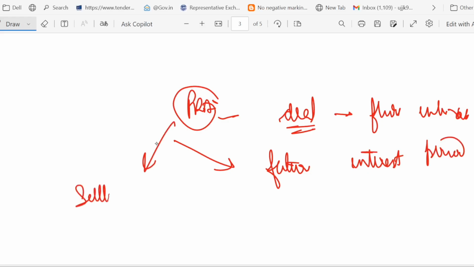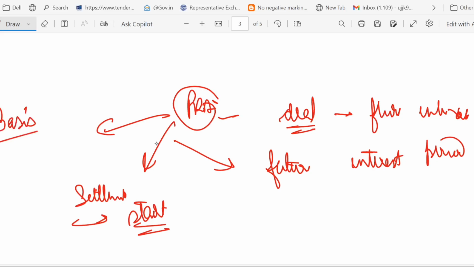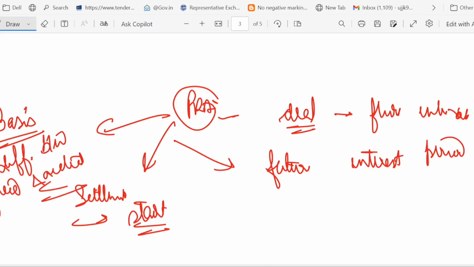Third, settlement. Settlement happens at the start of that future period, always at the start. And what is the basis of payment? The basis of payment is the difference between the agreed rate and the actual market rate.